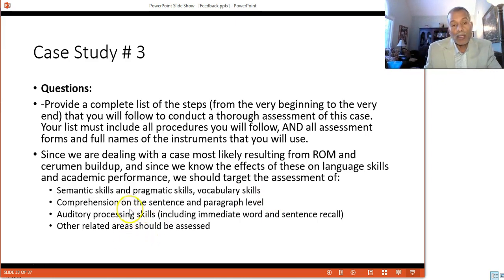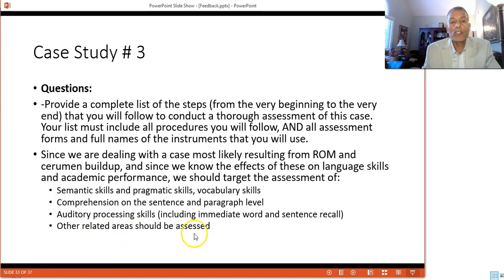Number one, semantic skills and pragmatic skills. Vocabulary skills are part of semantics. Comprehension on the sentence level and on the paragraph level, because sentence skills are going to give you ideas about semantics, and paragraph level gives you ideas about pragmatics. Auditory processing skills, including immediate word recall and immediate sentence recall, and hopefully digit recall, because in many cases you get these three together, like the TAPS-R or the TAPS-3, for example.